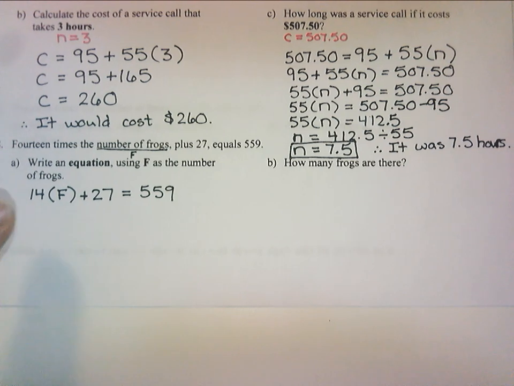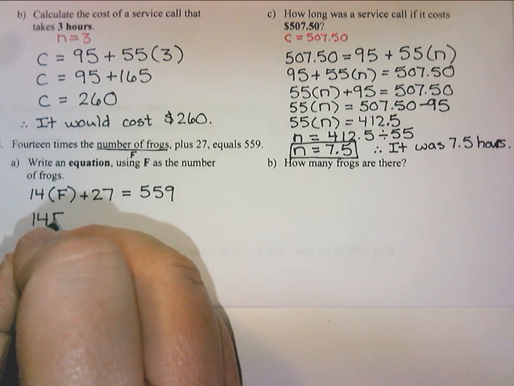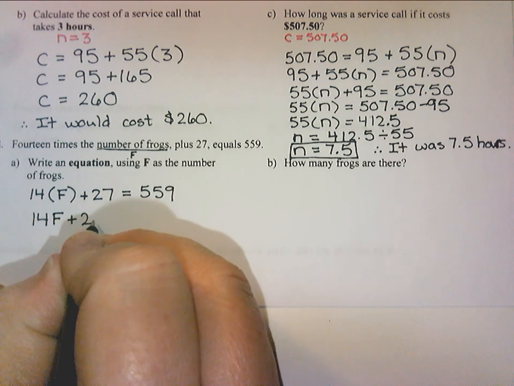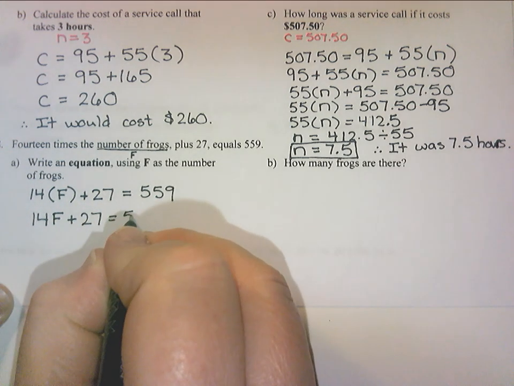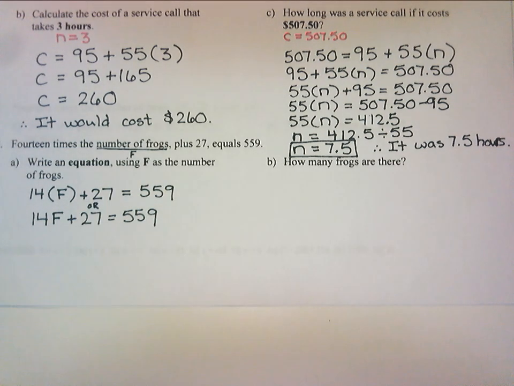So our equation here would be 14 times f plus 27 equals 559. If you want, you can actually just write it as 14f. You don't need the bracket, and then plus 27 equals 559, but it is up to you. Either version of that is okay. Okay, part B, how many frogs are there? Well, we have an equation. We might as well solve it.